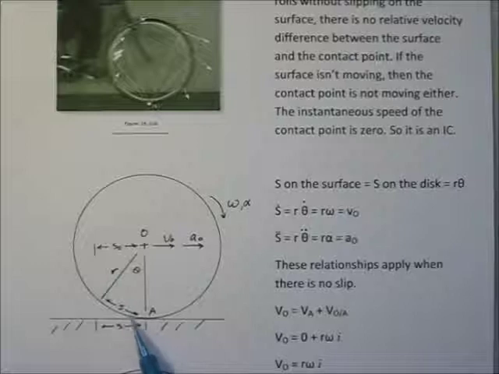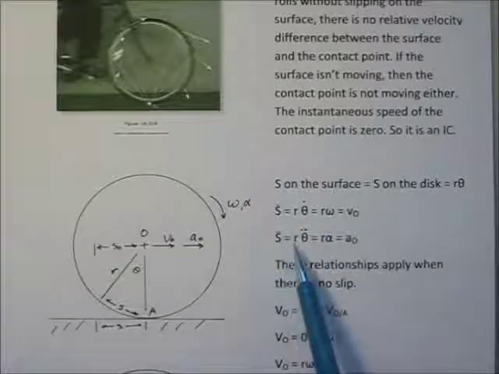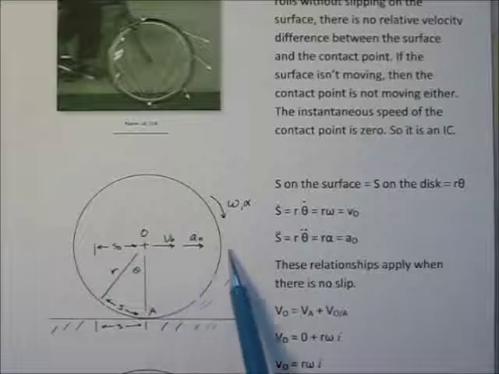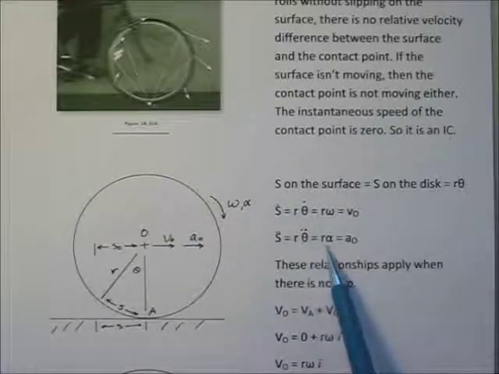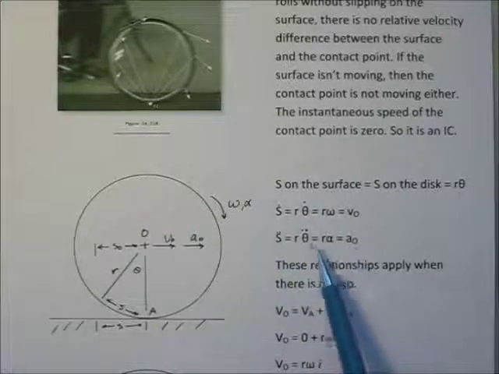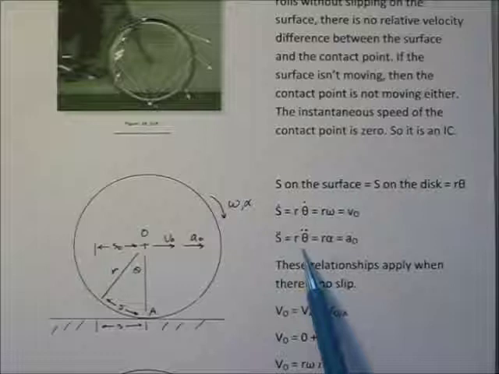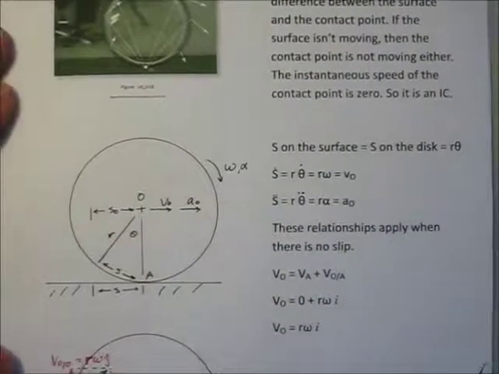All right, let's take the time derivative again. We have s dot is equal to r theta dot. Take the time derivative again and we get s double dot is equal to r theta double dot. We know that s double dot is equal to the acceleration in that direction, and r theta double dot is equal to r alpha. So the acceleration in this direction is r theta double dot, or r alpha. These relationships apply when there is no slip.